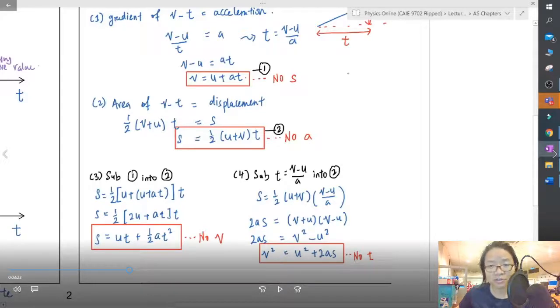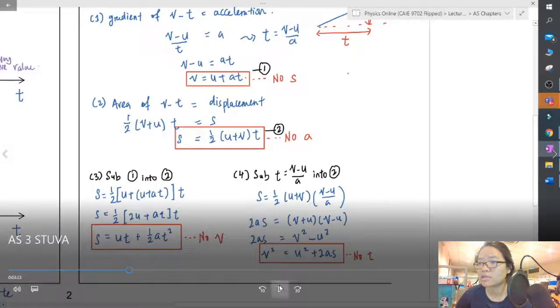Displacement cannot be found using this equation, so these two can be thrown away already. Now the good news is that equations number 3 and 4 are given to you in the exam. Okay, just because they give it to you doesn't mean you know how to use it. Just saying. All right, so now I think we can continue.